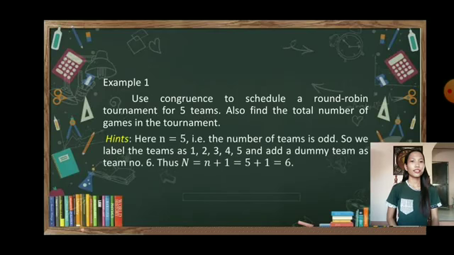So here, n is equal to 5. Yan po yung number of teams natin. At kung makikita po ninyo, the number of teams is odd. So we label the teams as 1, 2, 3, 4, 5, and add a dummy team as team number 6. Kasi baga, dun sa rules natin, kapag odd yung number of teams, kailangan natin mag-add ng dummy team. Thus, N is equal to n plus 1, is equal to 5 plus 1, is equal to 6. So, yung magiging total number of teams natin is 6.